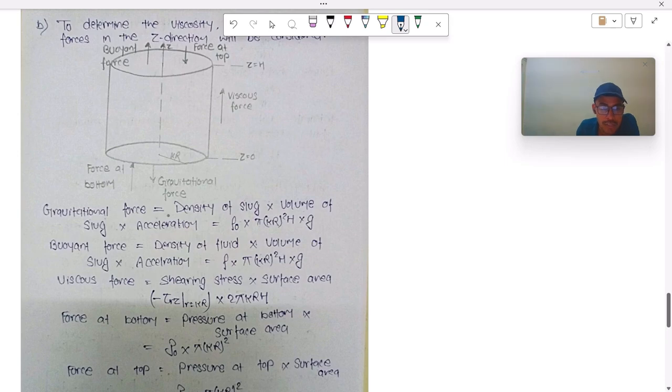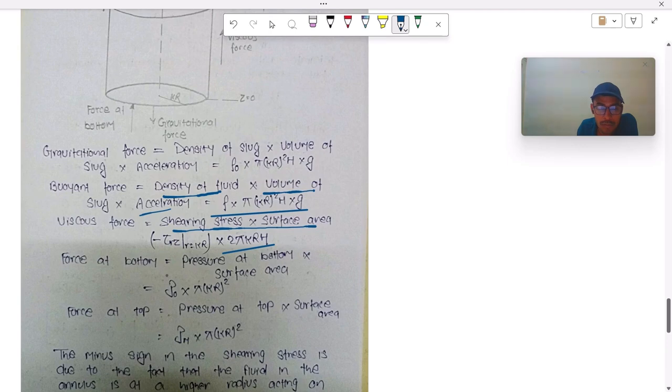The gravitational force is given by the density of slag into the volume of slag into acceleration. Density into volume is mass, and this is acceleration, that is the force. Buoyancy force is given by the density of fluid, volume of slag, into acceleration, and this is given by rho times pi (kappa R) whole squared h into g. Viscous force is equal to shearing stress into surface area, and shear stress is given by minus tau rz at r equal to kappa R, into 2 pi kappa R into h.